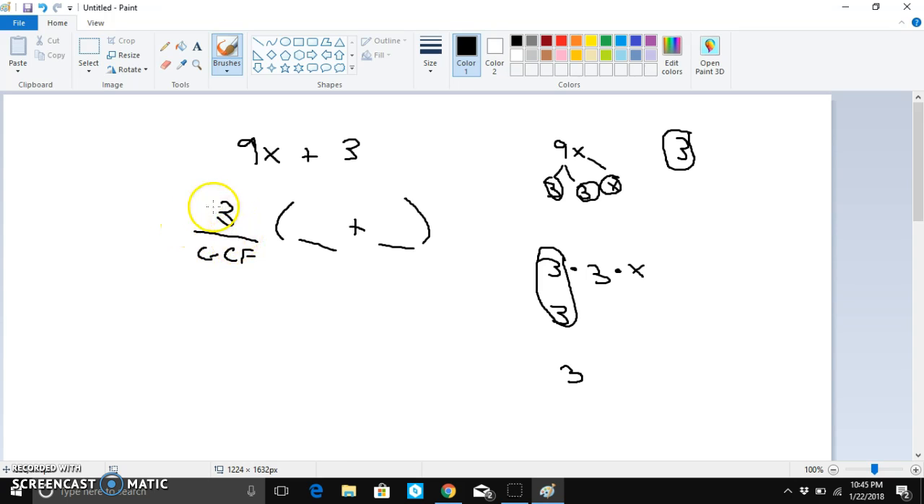Okay, so here's the tricky part. 3 times what will give me 9x? Well, 3 times 3 is 9, so this has to be 3. Now, 3 times 3 is just plain old 9. How am I going to get that x on there? I'm just going to simply add an x to the 3 here. So 3 times 3x is 9x. Then I have to figure out, 3 times what will give me 3? That would be 1. 3 times 1 is 3. So that would be how you would do this problem. So 9x plus 3 is the same as 3 times (3x plus 1).